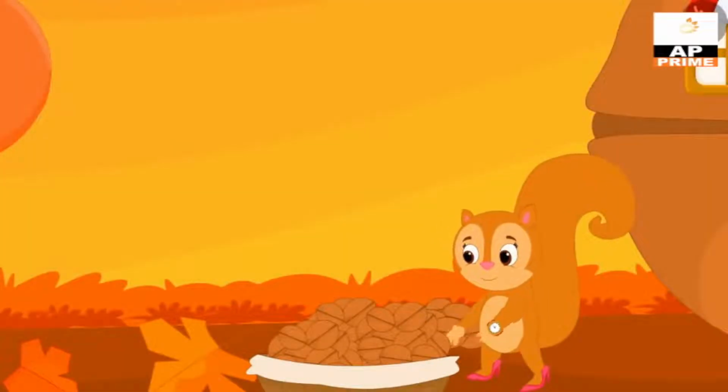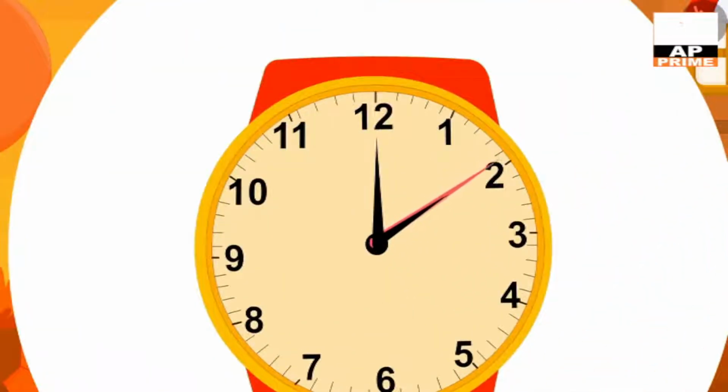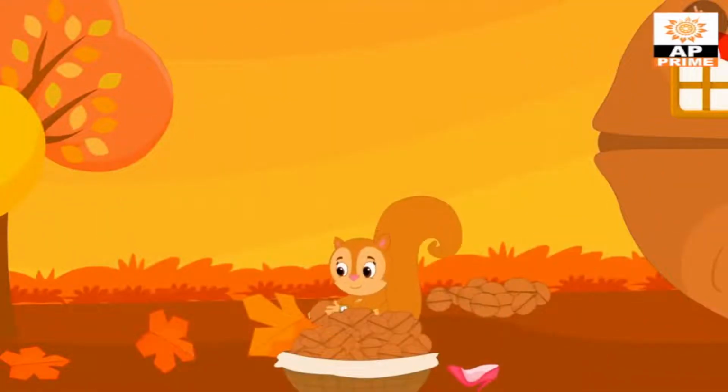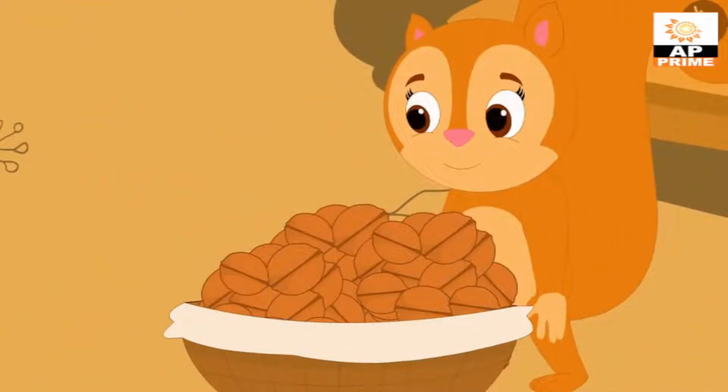Chanda is still busy collecting walnuts. The watch showed 2 o'clock, but Chanda did not even know. Chanda started collecting walnuts more rapidly. In her hurry, one of her shoes was left there. And Chanda came back to her house by magic.